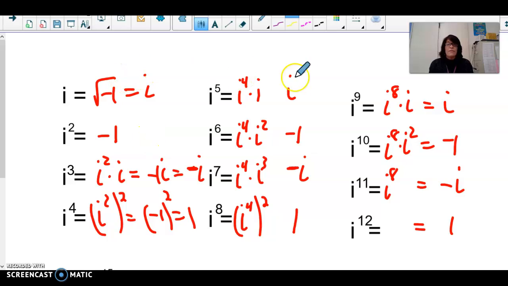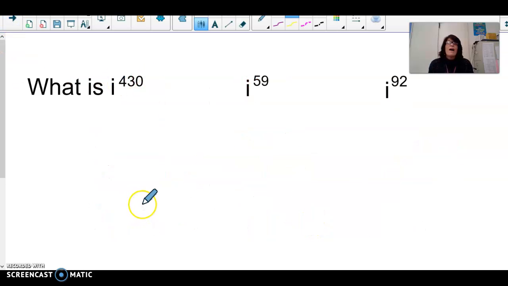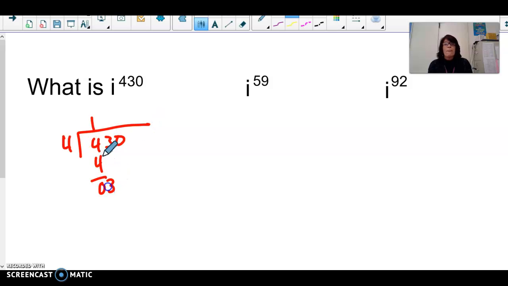Do you see the pattern? Every 4th time, the answers, when I reduce these, are either going to be i, negative 1, negative i, or 1. Those are my answers, okay? Depending if you have i to the 1st, that's just i. What you do is let's just try this. If I have i to the 430th, and I know it repeats every 4, then I'm going to take 4 into 430. That goes 107 with a remainder of 2.